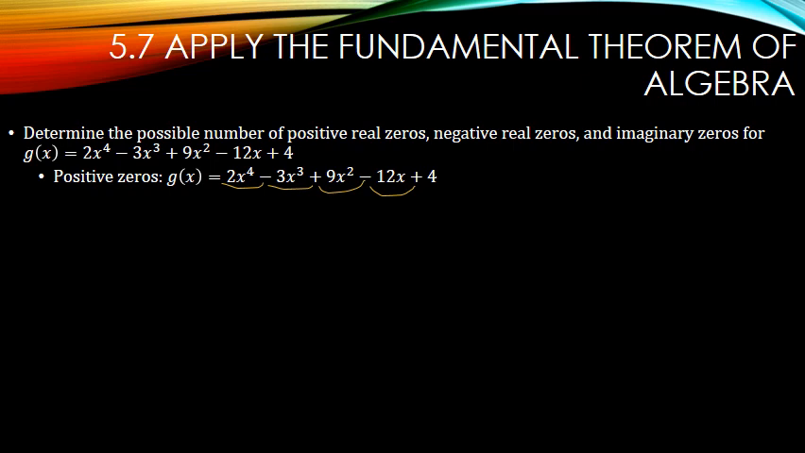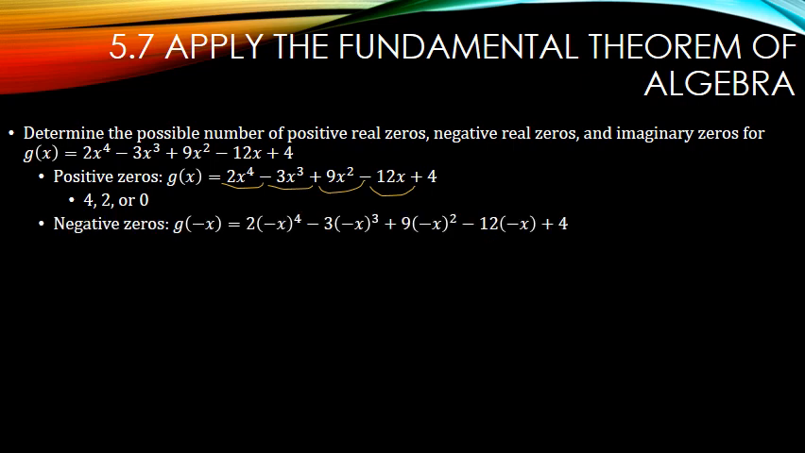So we have 4 positive real zeros, or less by an even number. So we're essentially counting down by 2's. So it could be 4 or 2 or 0 positive zeros. 4 because we had 4 sign changes, and then count down by even numbers. So count down by 2's. So 4 or 2 or 0. If it was 5, then we had a 5 or 3 or 1. You just keep counting down by 2's.